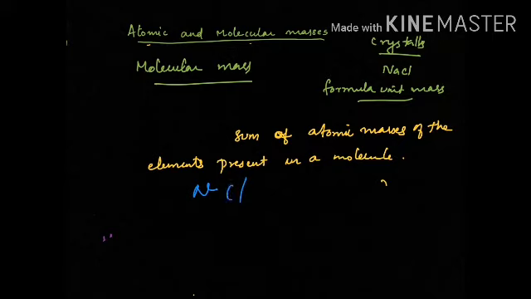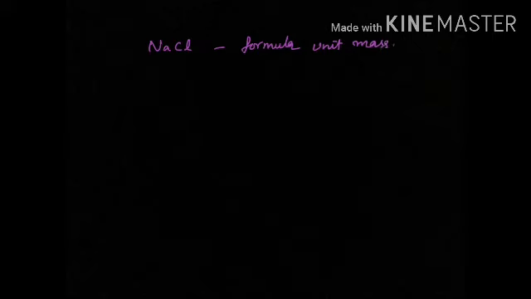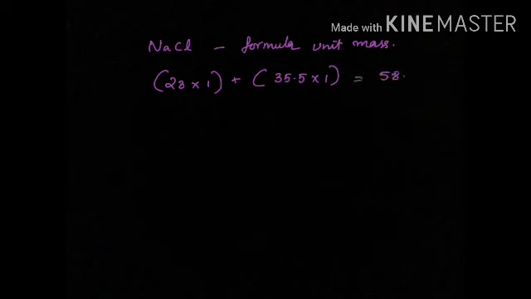How can we find the formula unit mass of NaCl? In case of crystals, ionic compounds, we use the term formula unit mass. The atomic mass of sodium is 23, times how many atoms of sodium? Only 1. Plus Cl, the atomic mass of chlorine is 35.5, times only 1 atom. When you add it together, you get 58.5 unified mass. Same manner as you did the molecular mass. That's it.